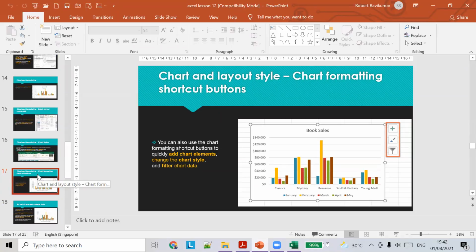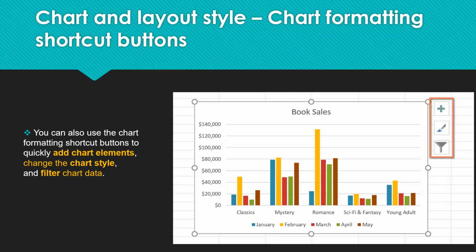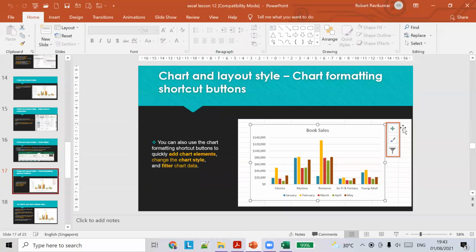So apart from that, we have something called chart formatting and shortcut buttons. You can use the chart formatting shortcut buttons to quickly add chart elements, change the chart style and filter the chart data. Whenever you click a chart, there appear formatting buttons. Using these you can change your chart elements, change the chart style and filter chart data.